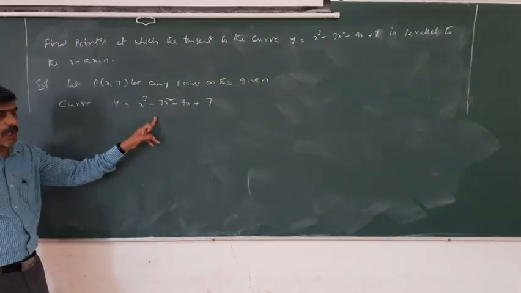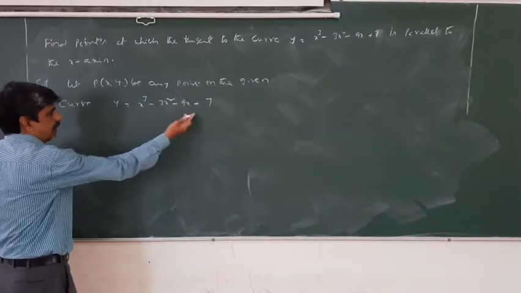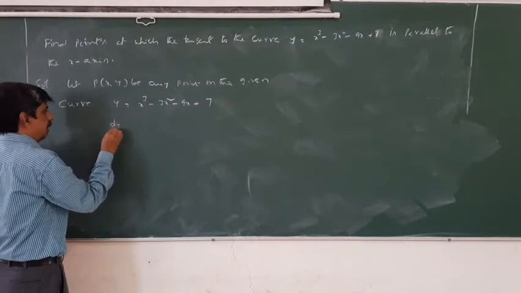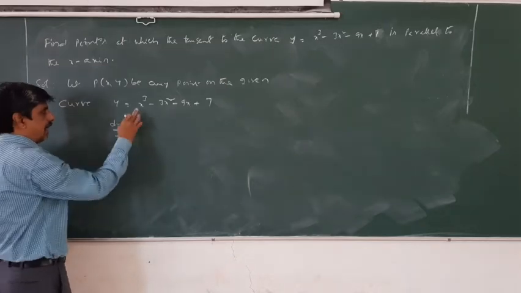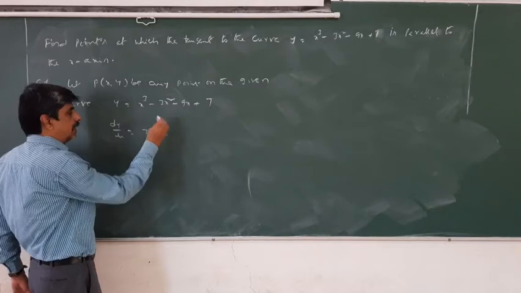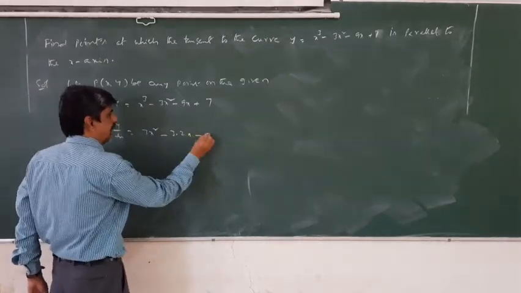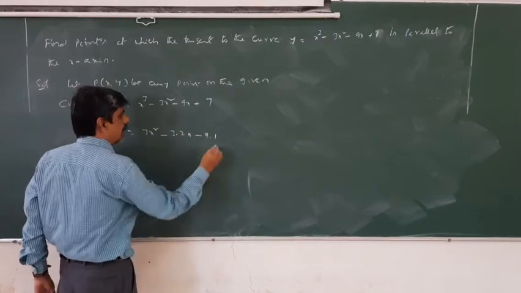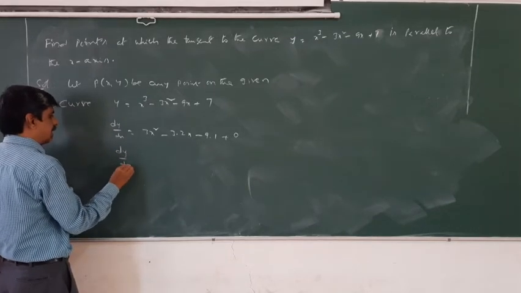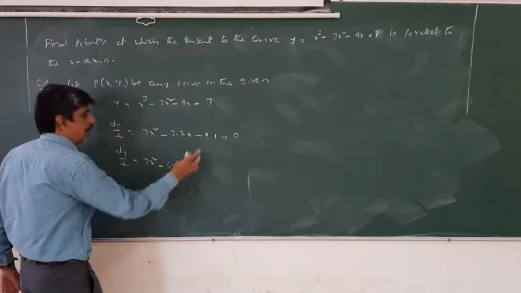So dy by dx is called the slope of the tangent. Now differentiate with respect to x on both sides. dy by dx of y is dy by dx, equal to d by dx of x cube, which is 3x square, minus 3 into d by dx of x square, which is 2x, minus 9 into d by dx of x, which is 1, plus d by dx of a constant, which is 0. So dy by dx is equal to 3x square minus 3 into 2x is 6x, minus 9 into 1.